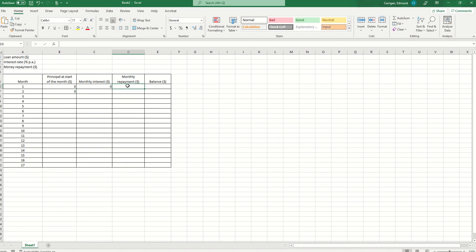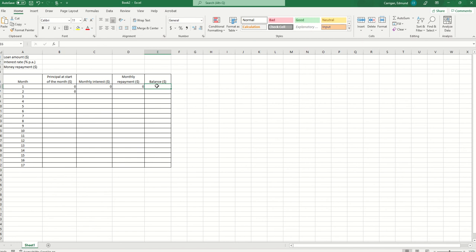Monthly repayment is never going to change. It's going to be equal to this one up here, B3. So I'm going to push enter now. It's never changing, so I'm going to lock it. I'm going to put in a dollar sign between the B and the 3.